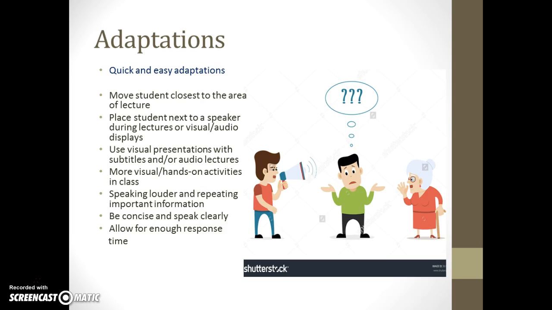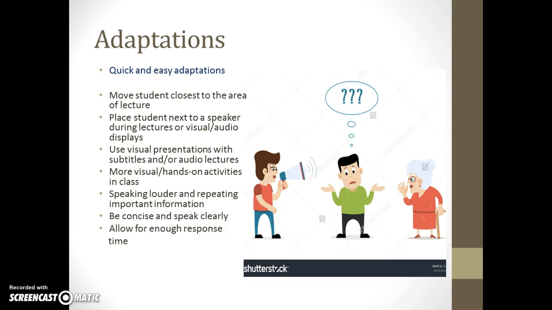And again, it goes to the next point where you should use more visual and hands-on activities in class. We learned this throughout all of our classes: you don't want to solely rely on just being up there lecturing while they're just taking notes. If you're doing more hands-on activities, obviously they're going to be able to understand it more, because they're not relying on just listening to what you're saying.